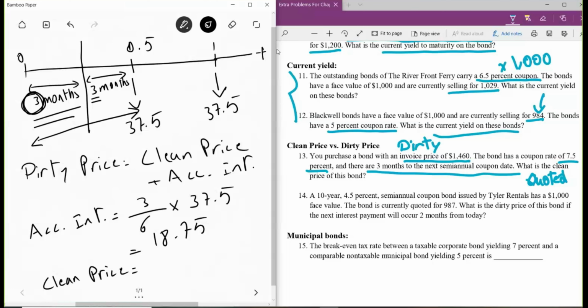Therefore, the clean price equals 1460 minus 18.75. So it's 1441.25. So that's the clean or the quoted price of the bond.